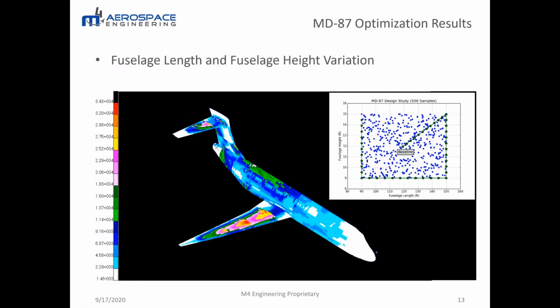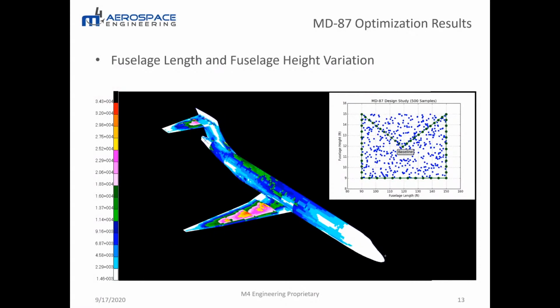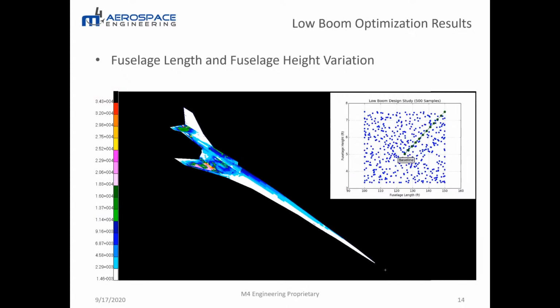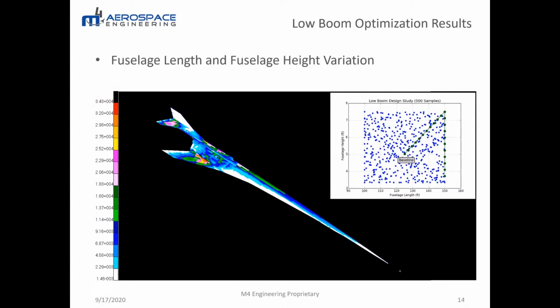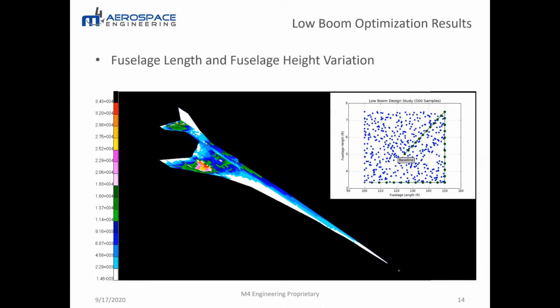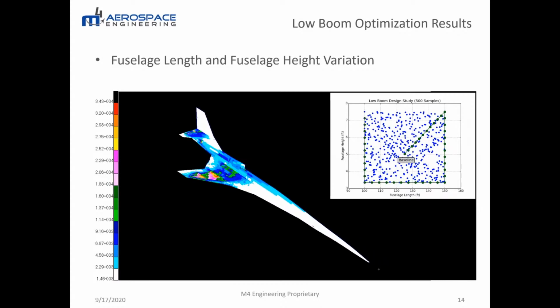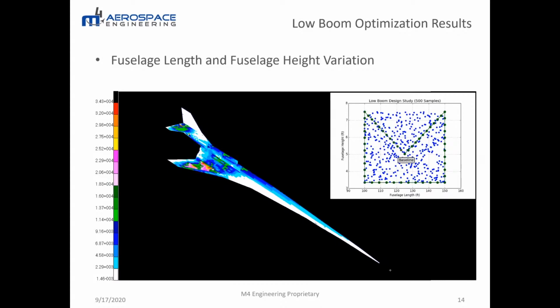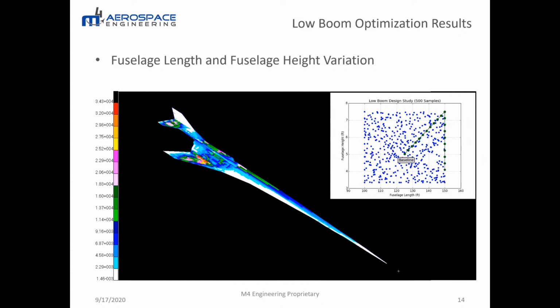with a sized optimized result to a given stress allowable that was specified for this vehicle. Our next application we'll show is a low boom vehicle that we looked at. Similarly, this is another one where we did a walk around the envelope of looking at fuselage height versus fuselage length, and again each one of these is a fully sized optimization result from Nastran.